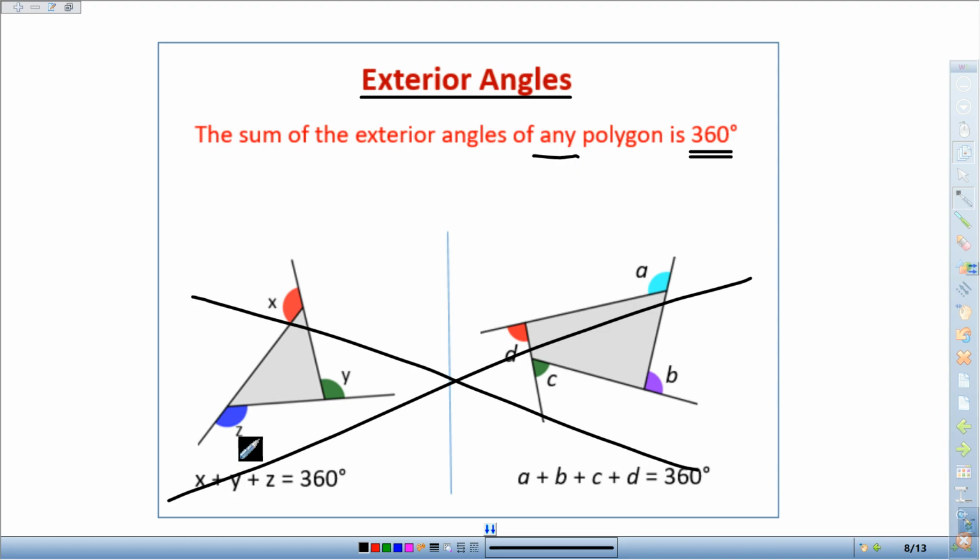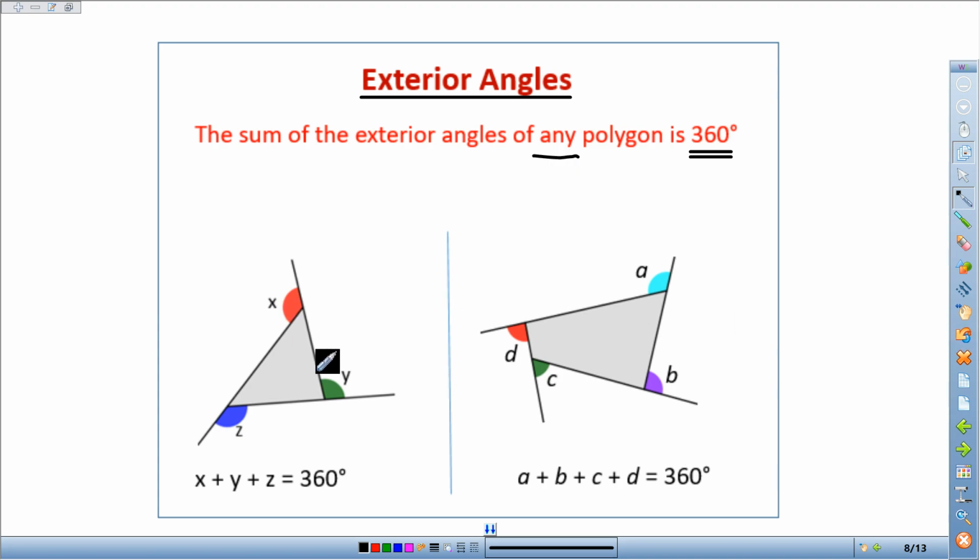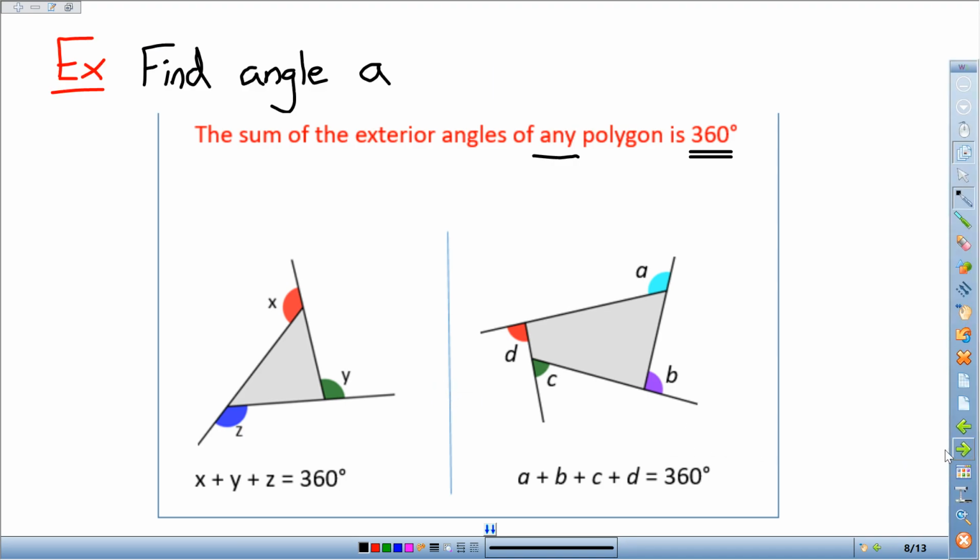So the nice thing about exterior angles, these angles that are created on the outside of polygons, is there's not really a formula necessary to figure out what they add up to, because the sum of the exterior angles of any polygon is 360 degrees. It doesn't matter if it has three sides, four sides, or a million sides, those exterior angles will add to 360. So that's nice. With that, let's go ahead and try one of these out.